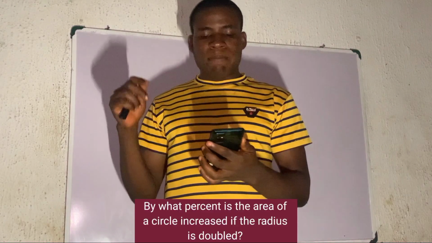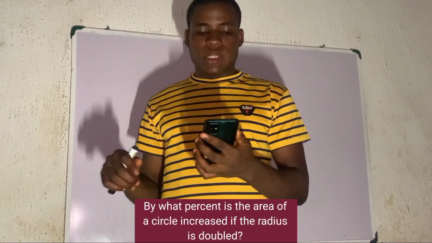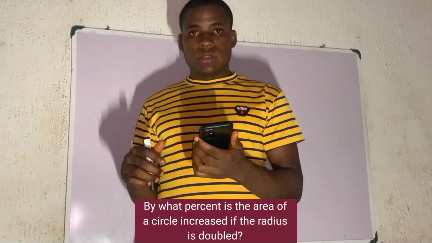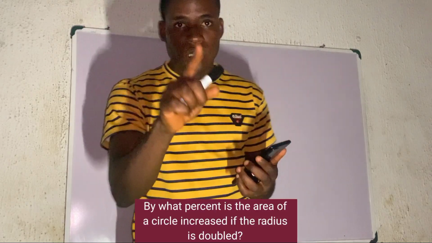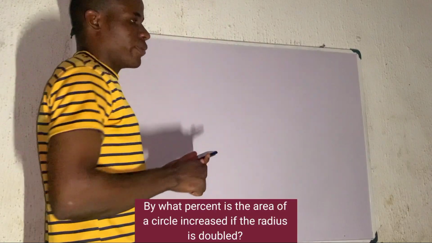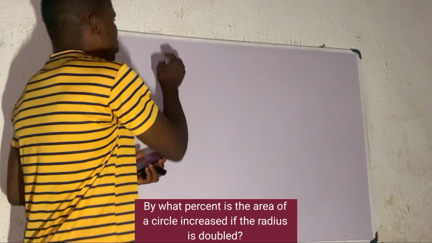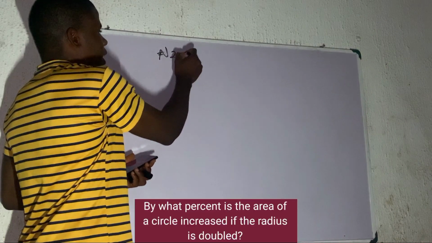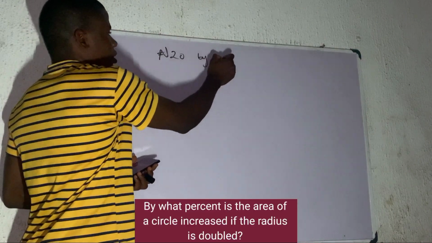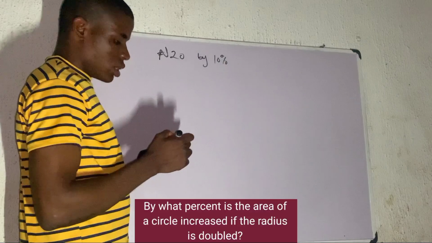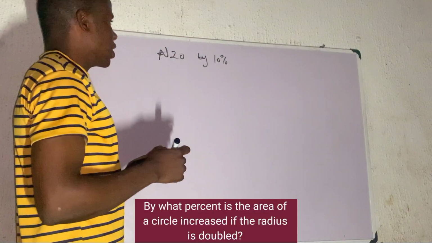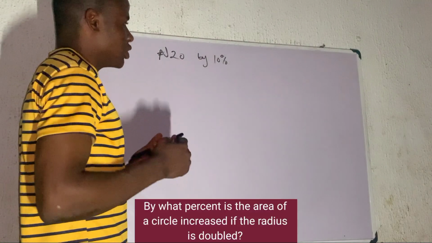On our screen today, we have: by what percent is the area of a circle increased if the radius is doubled? Now, is it a simple question? No, it is not. Let's try to look at something. Watch out. If I ask you to increase 20 naira by 10%, how do you solve this? You have two ways to solve, but let me use one to make this video short.